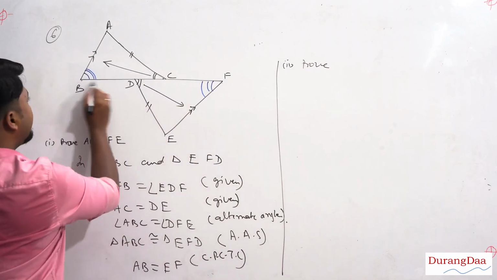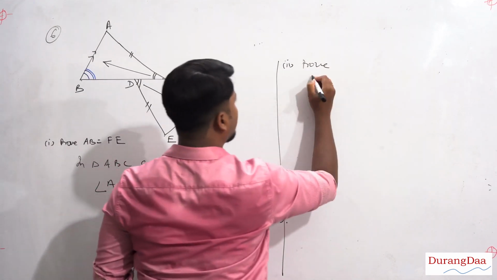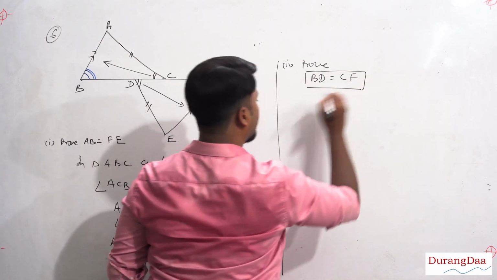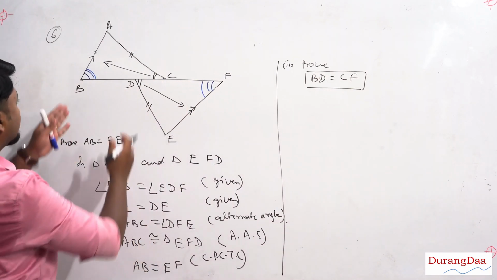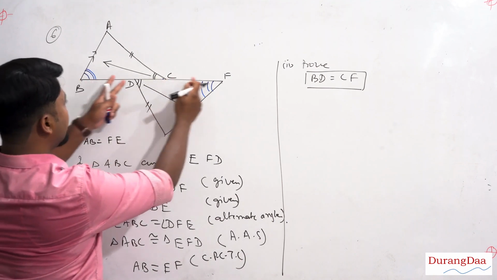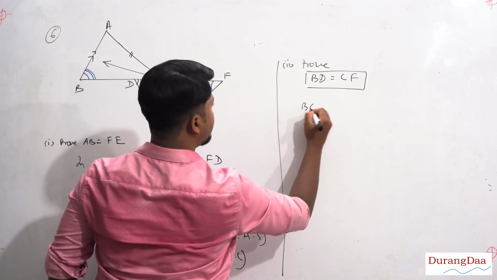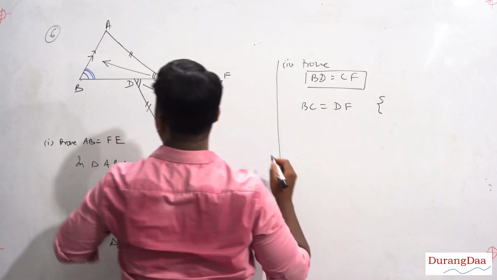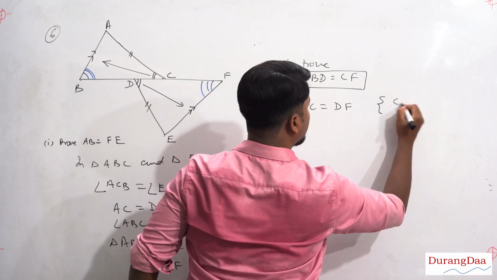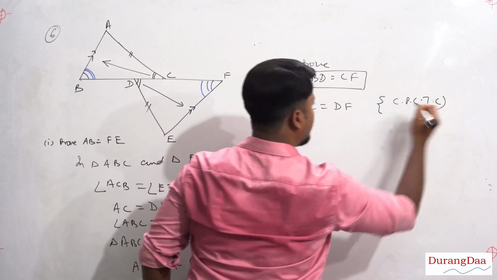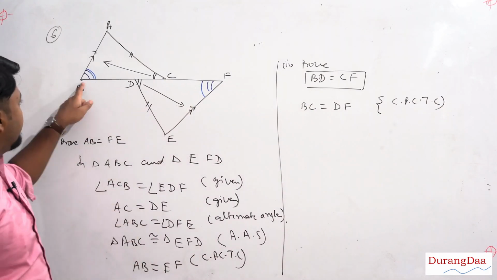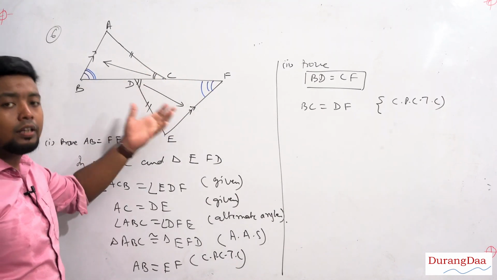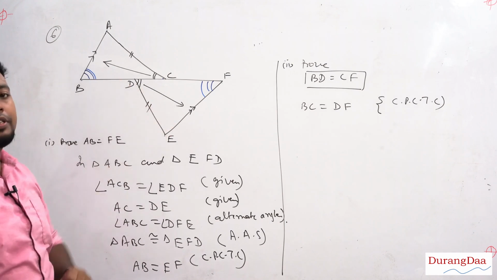Next part, you have to prove that BD equals CF. This we have to prove. Again, to prove that, firstly, we will show that BC is equal to DF. BC equals DF. And the reason would be CPCTC. Again, like here, BC and DF are also corresponding parts of two congruent triangles. So, they have to be equal by CPCTC.